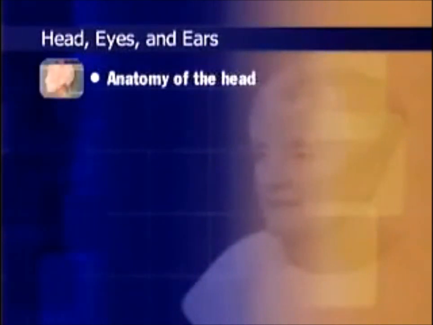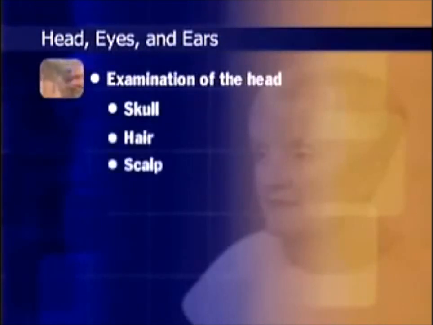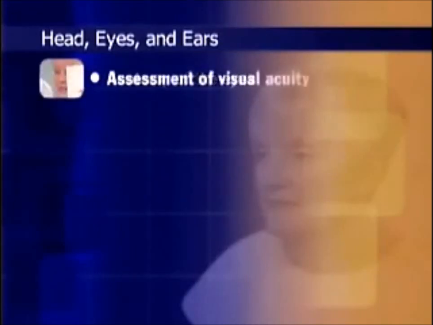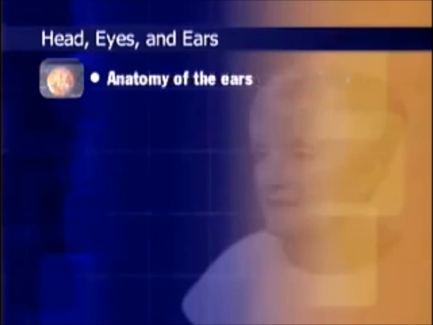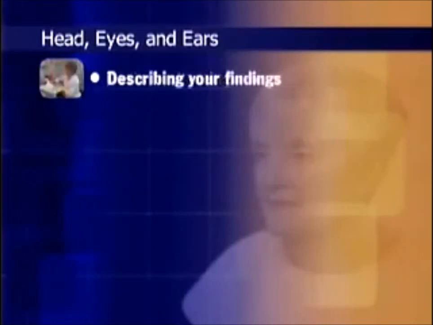This video begins with a brief overview of health history taking, followed by the anatomy of the head, examination of the head, skull, hair, scalp, and face, anatomy of the eyes, assessment of visual acuity, examination of the eyes and fundi, anatomy of the ears, inspection and otoscopic examination of the ears, and tests for hearing. We conclude the video with tips on describing your findings.